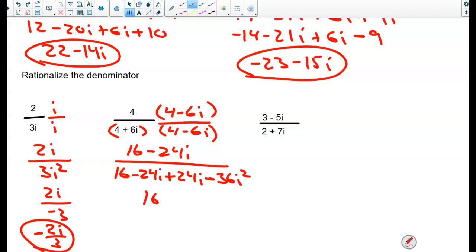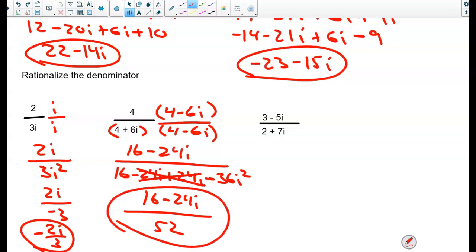And now, 16 minus 24i over the middle terms cancel. Negative 36 times negative 1 is 36. 36 and 16 is 52. Now, later on, you could see this answer broken up as 16 over 52 minus 24i over 52. I'm not going to make you do that. You may leave your answer as that.